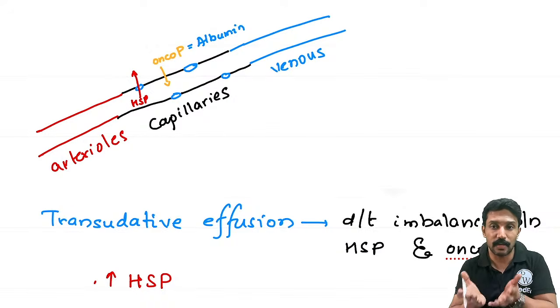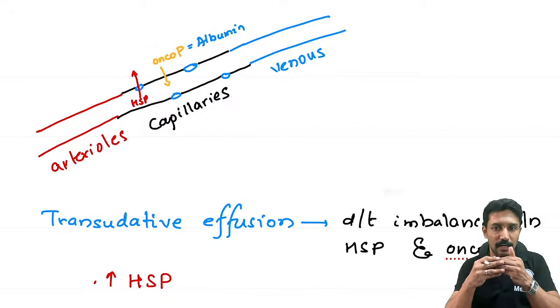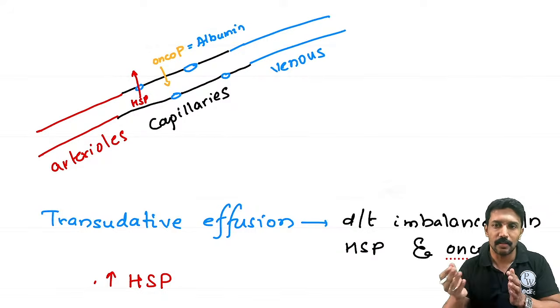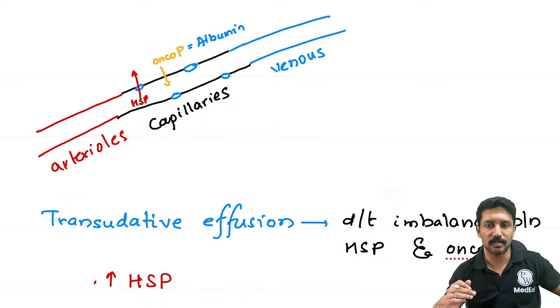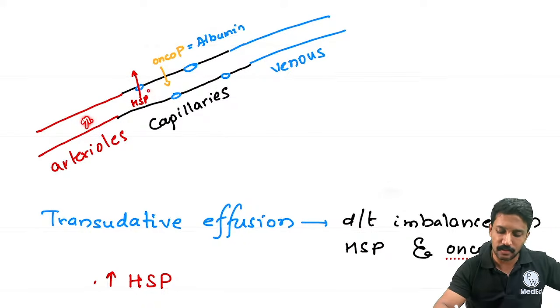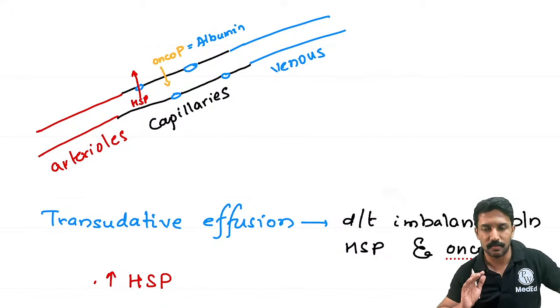So can I have increase in hydrostatic pressure in heart failure? Yes. Why? As the heart fails, stroke volume decreases. Stroke volume decrease means BP starts decreasing, and to compensate for that, RAS gets activated. RAS brings aldosterone. Aldosterone will increase the sodium and water reabsorption. So blood volume will increase, hydrostatic pressure will increase.